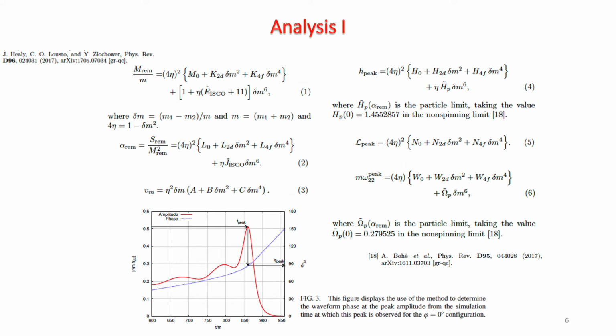Another important part of the analysis is these remnant quantities, as I was saying: the final mass and spin of the black hole after merger, the recoil velocity, and at the peak of the amplitude, the waveforms also have an associated peak frequency and luminosity that can be modeled depending on the mass ratio, here for non-spinning black holes.